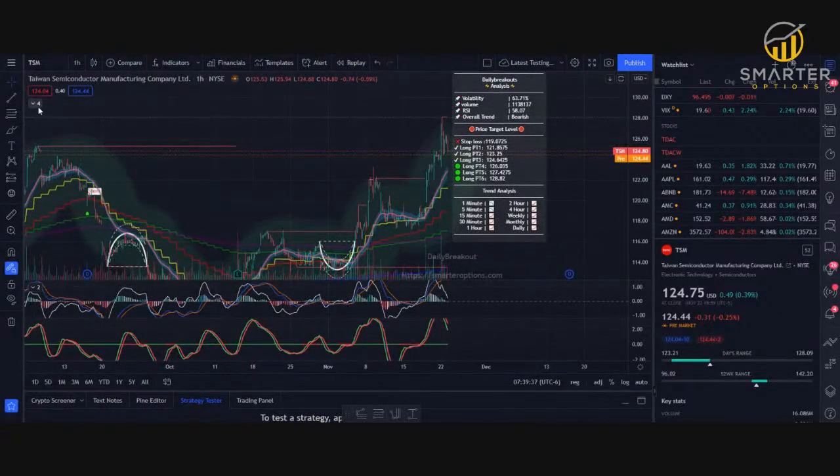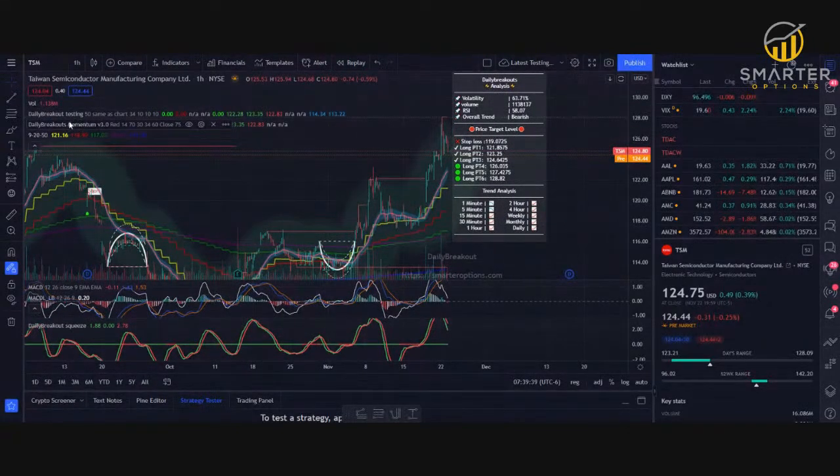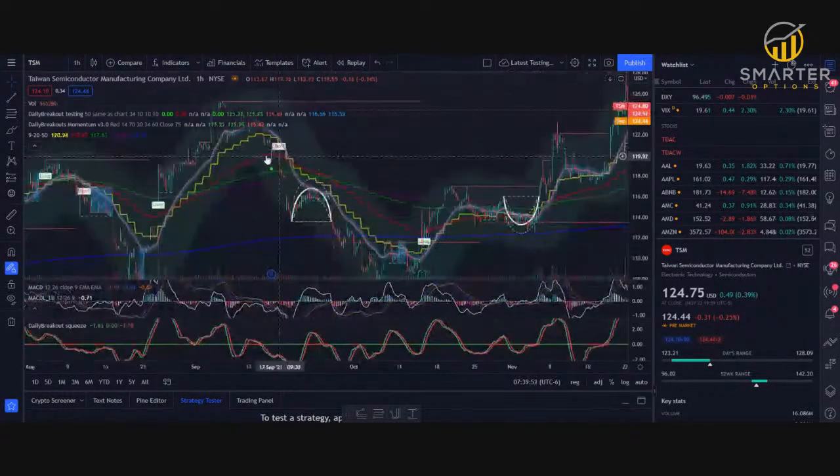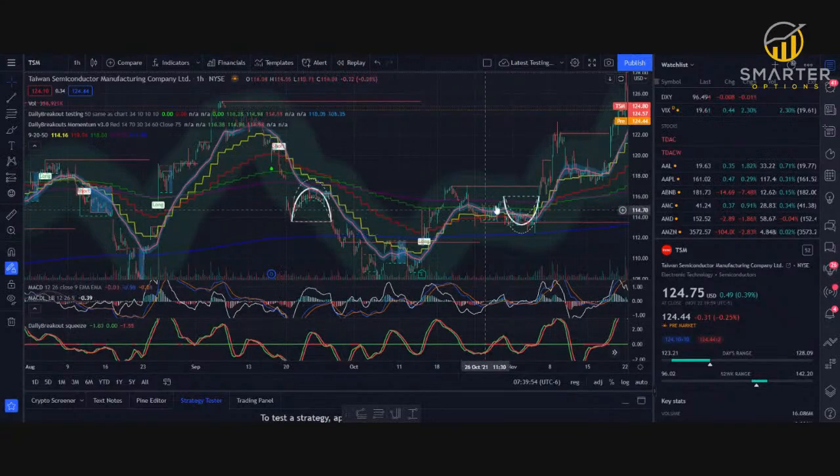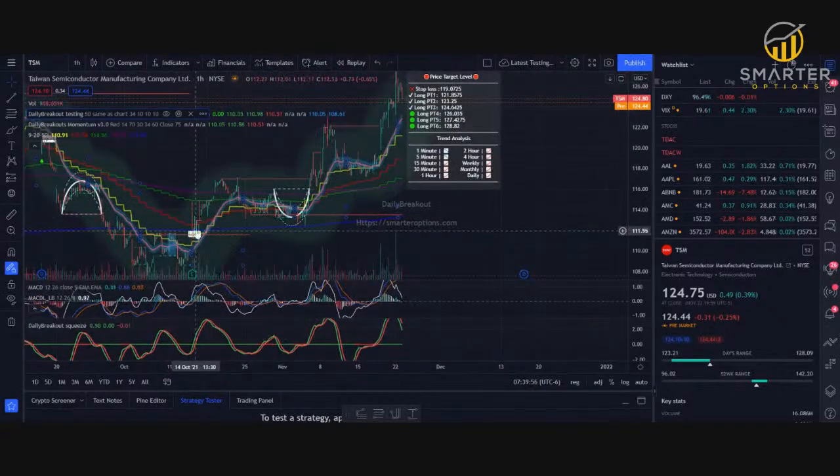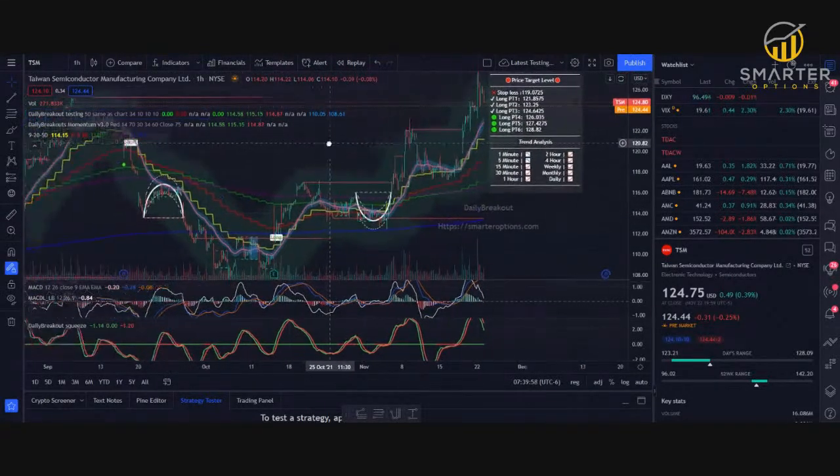All right, the two indicators, which this will be changed. Right now it says testing, but the official name will be target levels, and then his Daily Breakouts momentum. Okay, what the momentum does is it gives you the buy and sell signals. So short, okay, long, and different things.